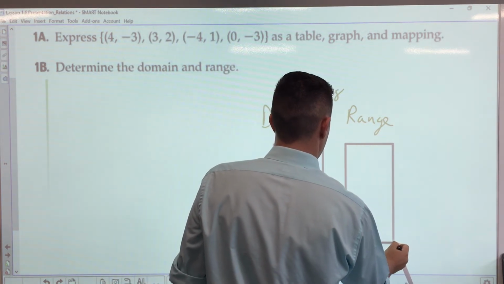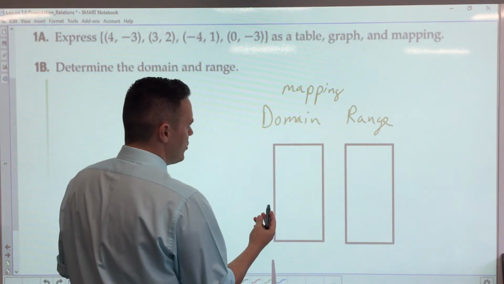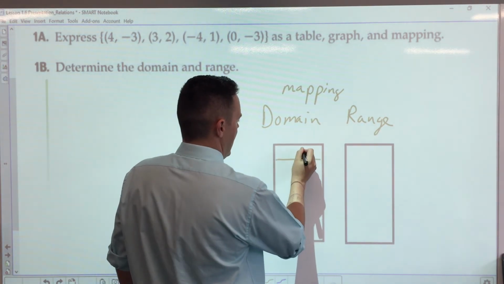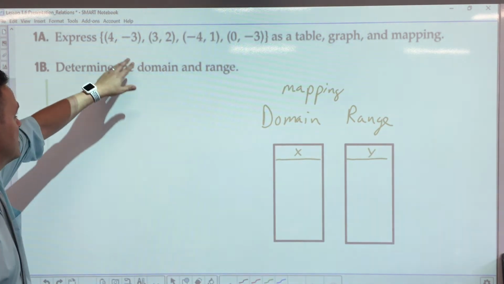Instead of me drawing it out, just do that. All right, so now we have our setup. Okay, so we have our x values and our y values. Now, ladies and gentlemen, let's just do this meta.